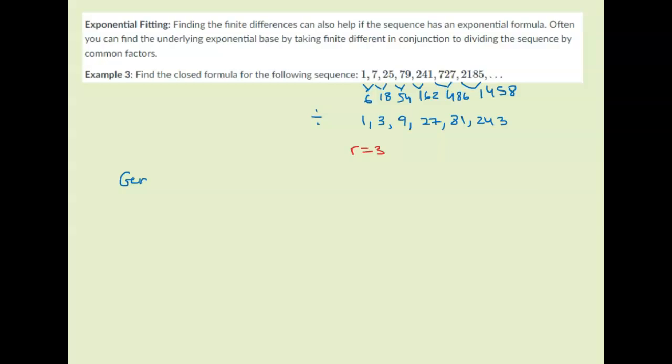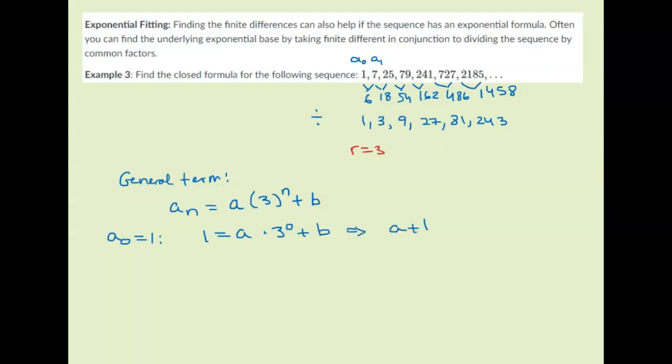You're going to say the general term an equals a times 3 to the n plus b. So a and b are constants that you need to find, and we're going to find these by plugging in the first terms in the sequence. Okay, so a0 is equal to 1 and a1 equals 7. You plug in 1 equals a times 3 to the 0 plus b. So this gives me the equation a plus b equals 1. Next term in the sequence is a1 equals 7. So 7 equals a times 3 to the 1 plus b. So 3a plus b equals 7.